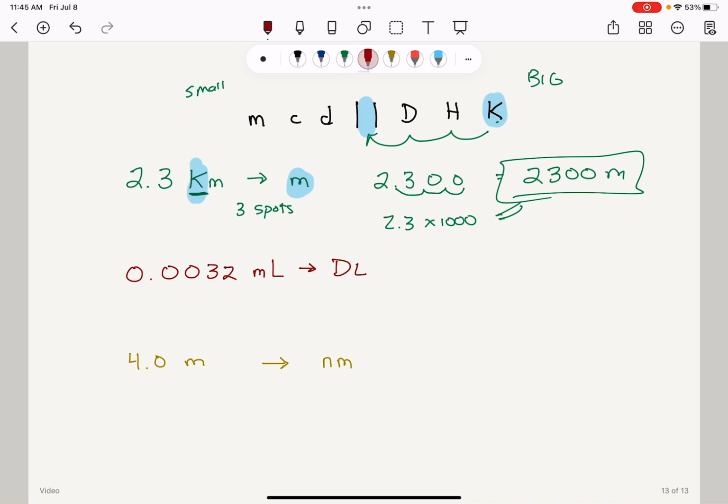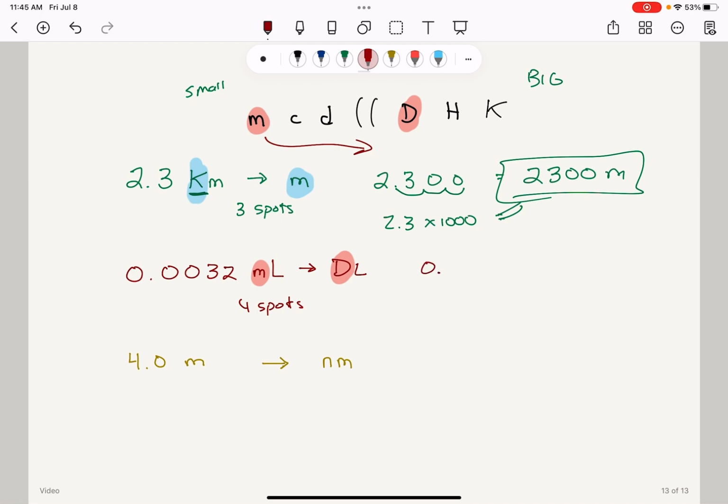Now, let's talk about the red example. The red example here, let me erase this scale here. Okay. The red, if I am identifying where I'm at, the red starts with a base, the prefix M, and then goes to capital D, deca, right there. And so I can tell that it is 4 spots away. So it's 4 spots. And in this case, the unit is getting bigger because it's going that way. So therefore, I have to get the number smaller.